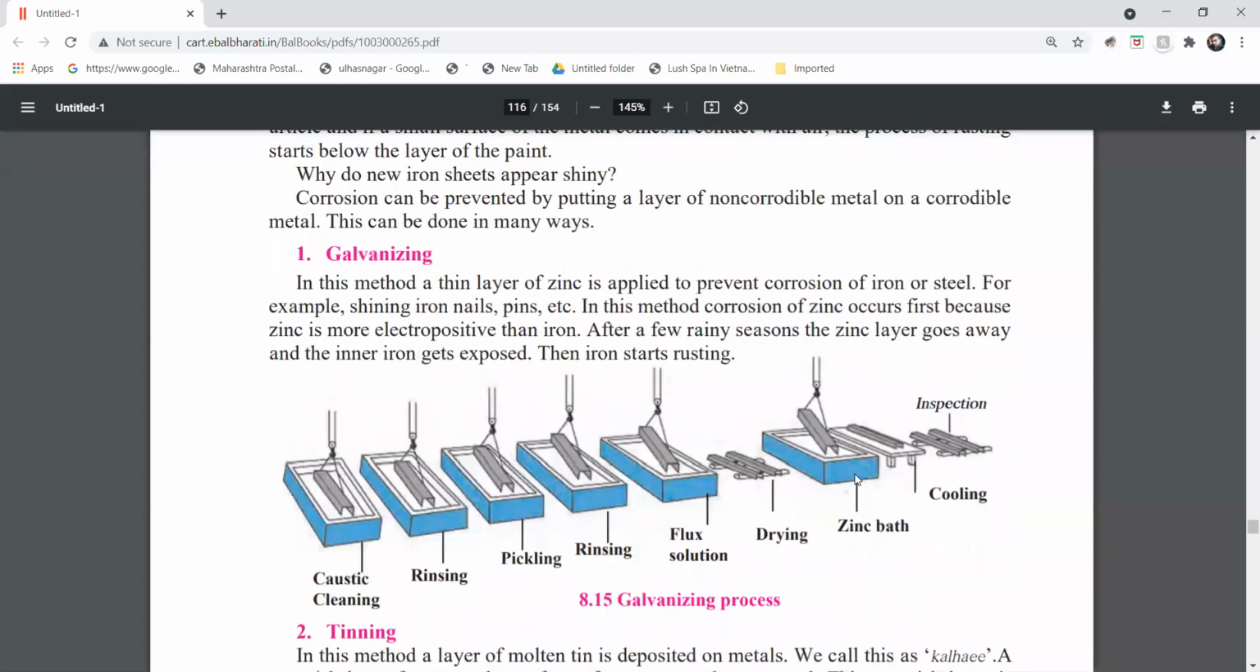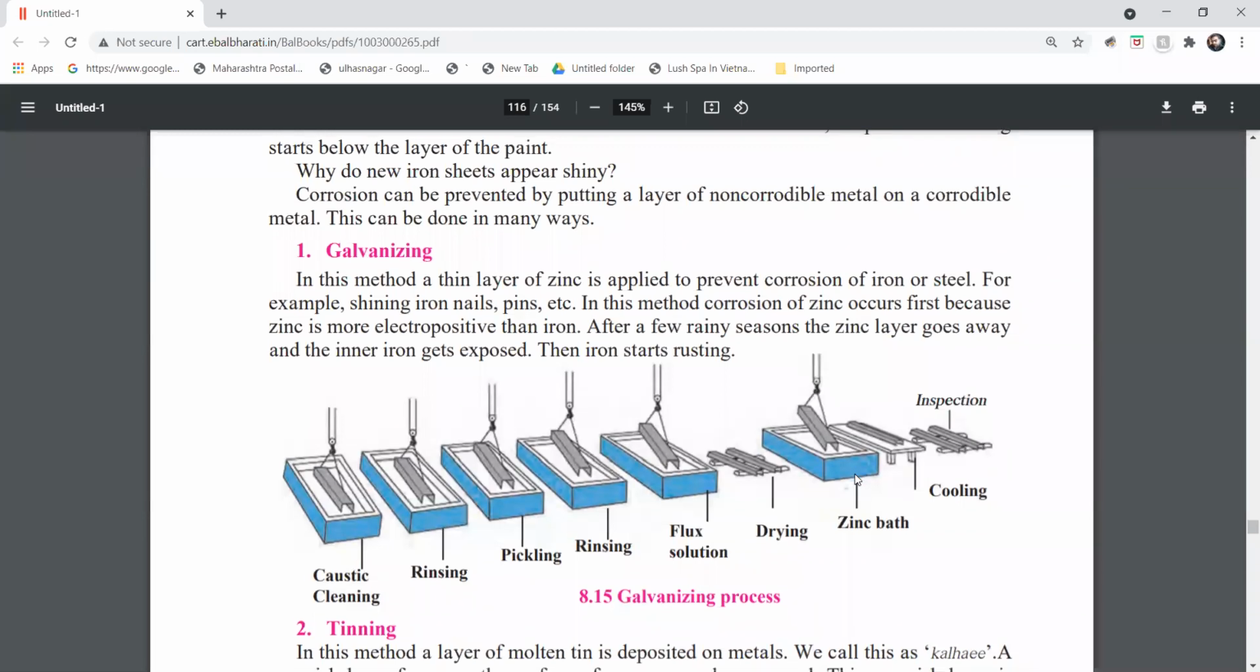Now what happens in galvanizing? In galvanizing, a very thin layer of zinc is added. Like you've seen pins and everything. So these are galvanized so they don't get rusted. But even after a few seasons, the zinc layer will go away, and then again the iron will start rusting.